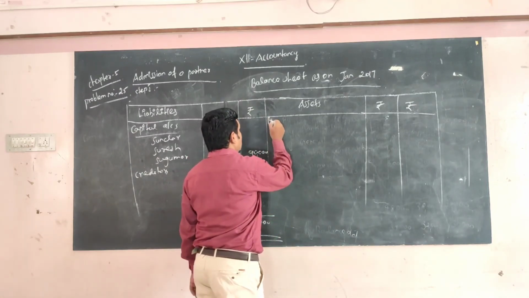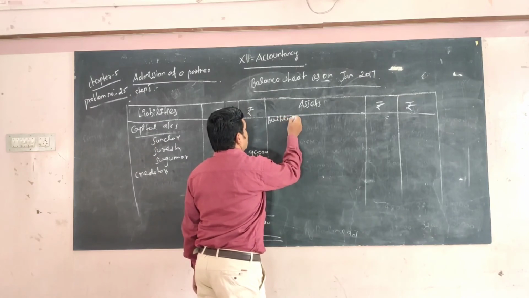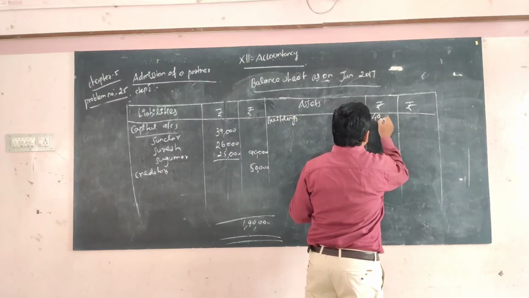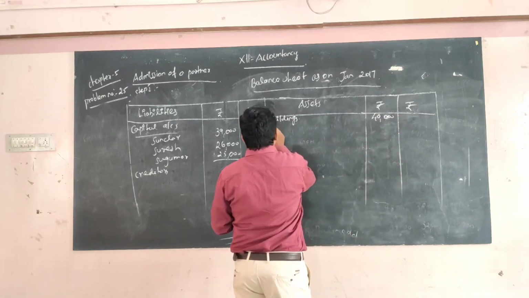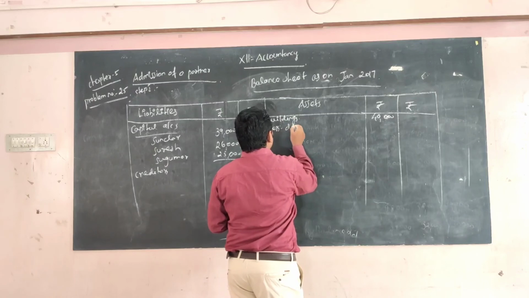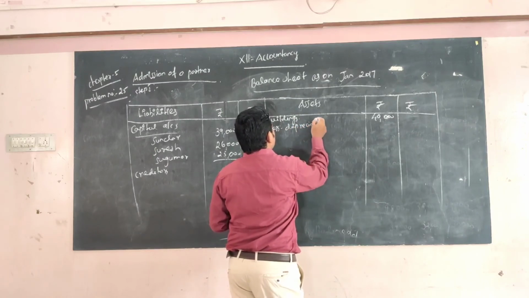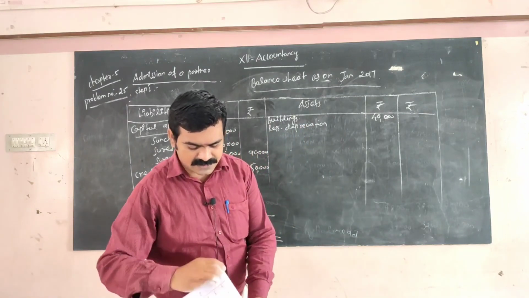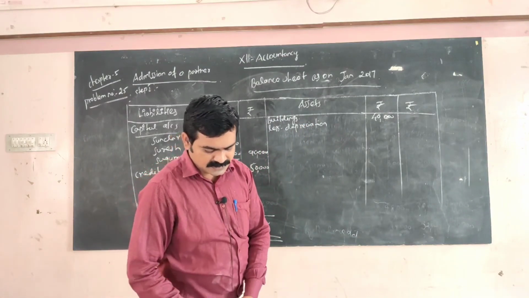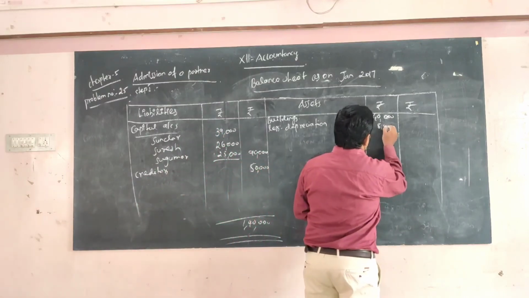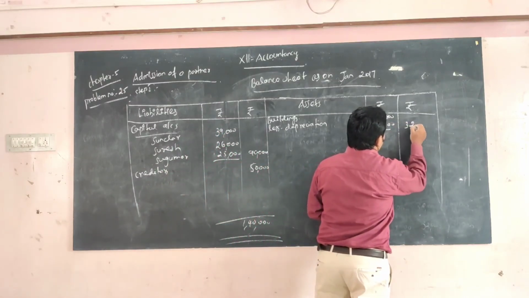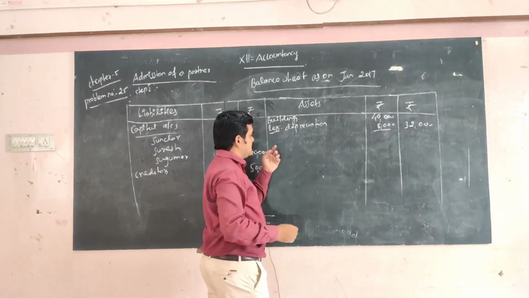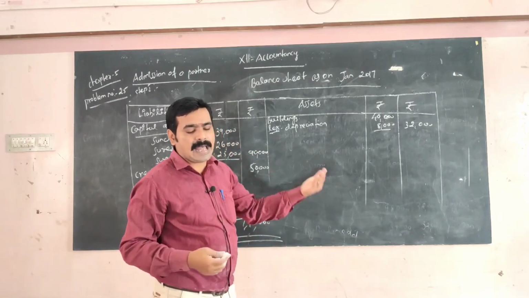Building, first one. What is the amount? Building, 40,000, less depreciation, 8,000. You have to subtract this from the value. Very important: depreciation is less. In case of appreciation, you have to add.